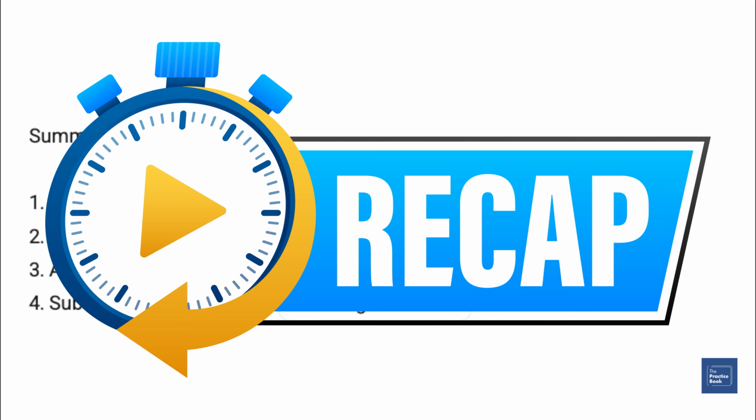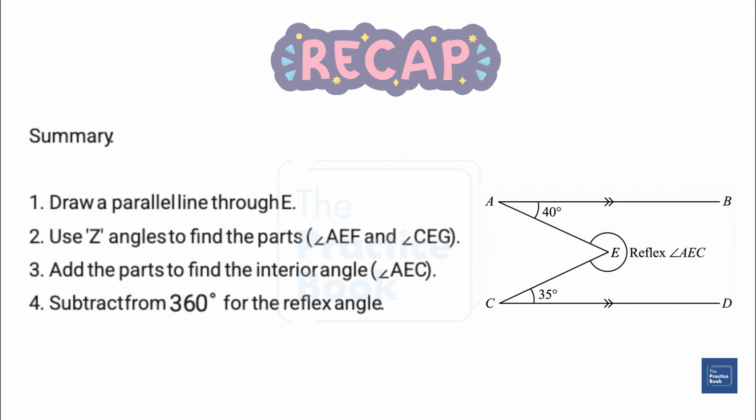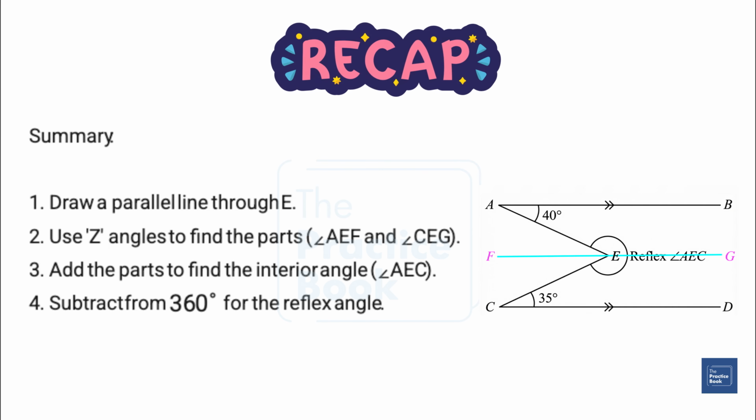So, to recap the key steps. 1. Draw an extra parallel line through the middle point. 2. Use Z angles to find the two parts of the smaller angle. 3. Add them together. And 4. Subtract from 360 to find the reflex angle.